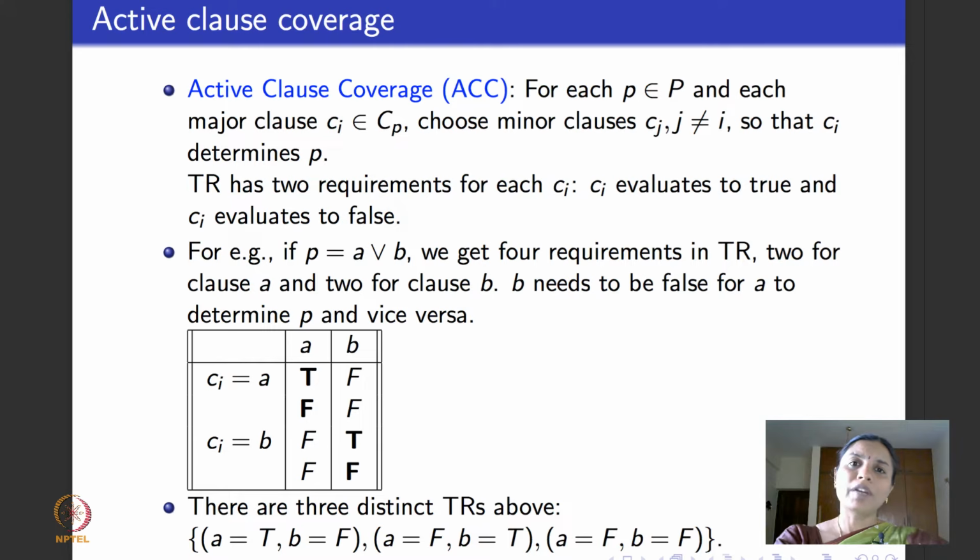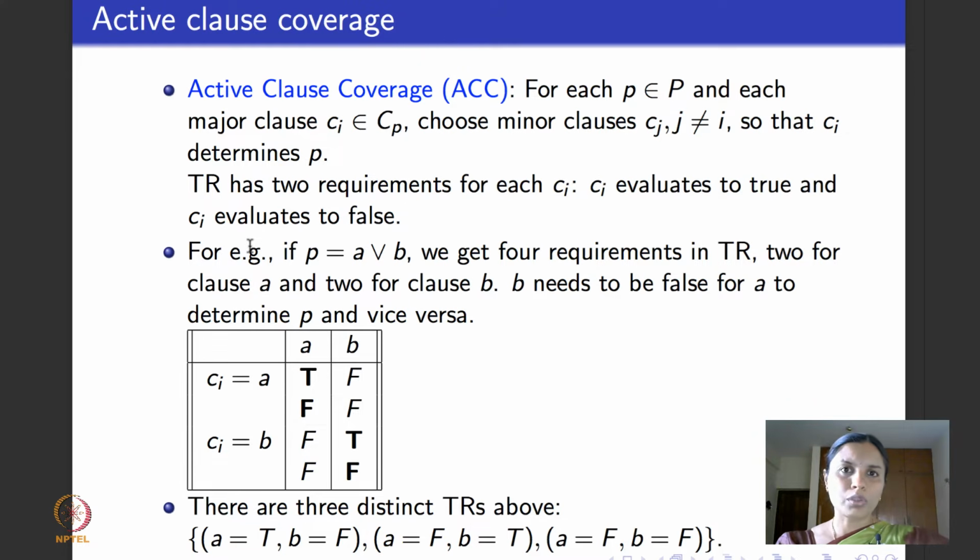So using this, we define a few other coverage criteria. The first coverage criterion that we will be seeing is what is called active clause coverage, abbreviated as ACC. So what does it say? It says for each predicate P in the set of all predicates, capital P, fix a clause in P, call it the major clause, let it be clause Ci. And you choose minor clauses Cj, all the other clauses, such that Ci determines P. Then there are two requirements in my test requirement for active clause coverage. One requirement says that the major clause Ci should evaluate to true, and the other requirement says that the major clause Ci should evaluate to false.